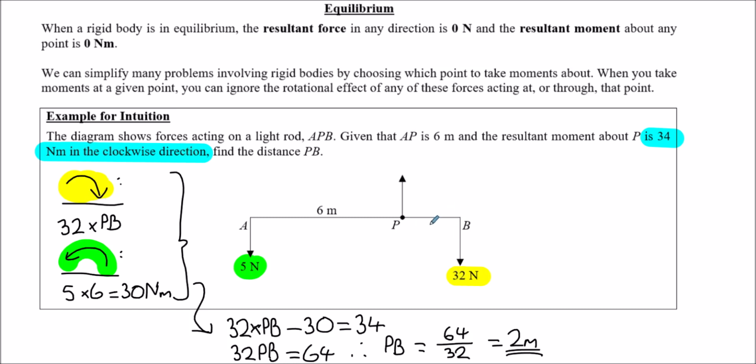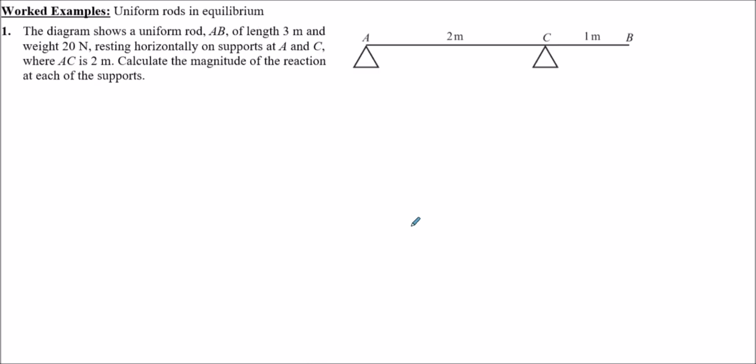Let's have a look at some formal worked examples now based on this idea of equilibrium and moments. So here we've got a uniform rod in equilibrium. A uniform rod means that its weight is evenly distributed. It means that the weight is even throughout. It's not weighted at one end or weighted in the middle. The weight is completely evenly spread out throughout its length.